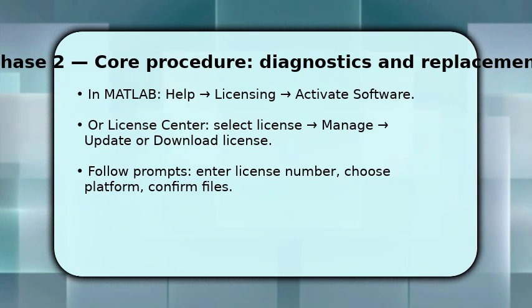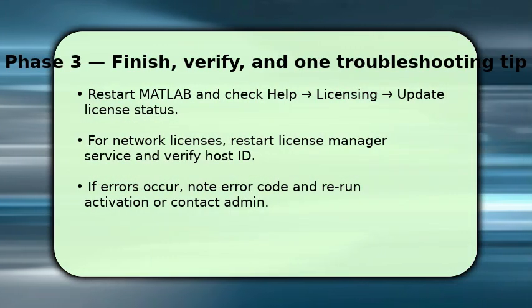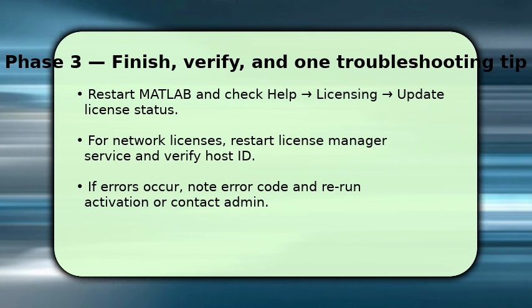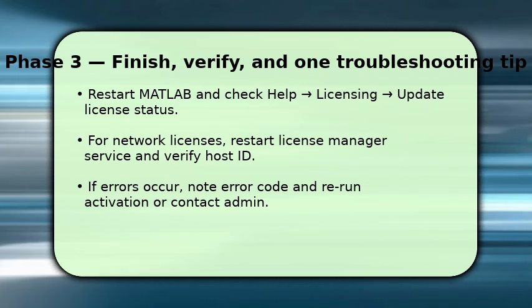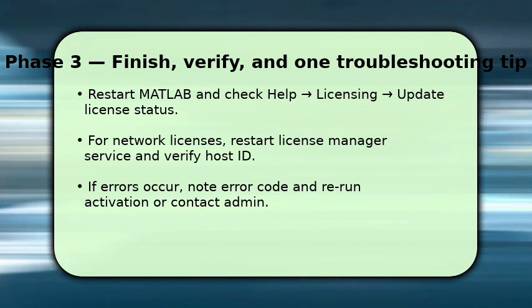Finally, complete and verify. After installing the new license file or updating the license manager, restart MATLAB so it reads the updated credentials. Make sure you check Help, Licensing, then Update License Status to confirm success. If you used a network license, restart the license manager service and confirm the host ID matches. If something fails, record any error code and rerun activation. Make sure to try both local reactivation and License Center download before.